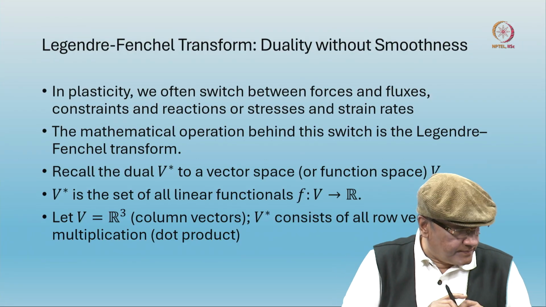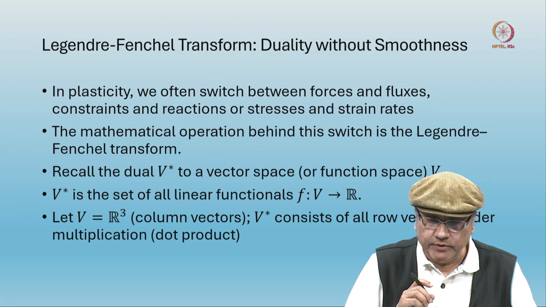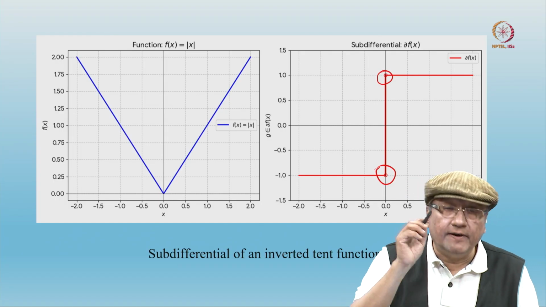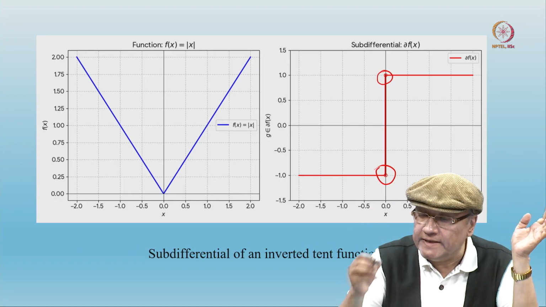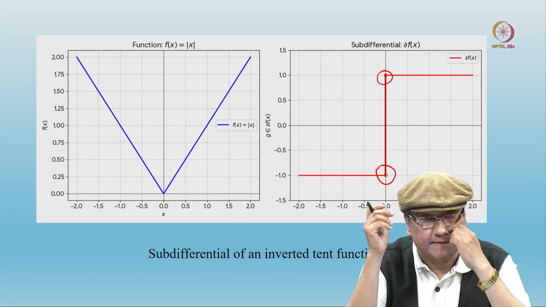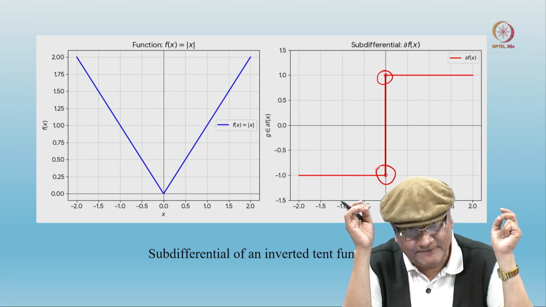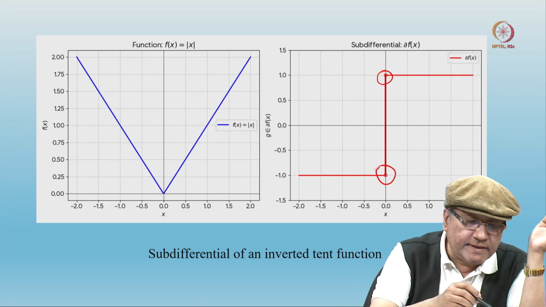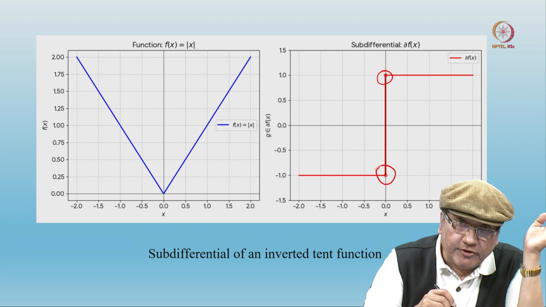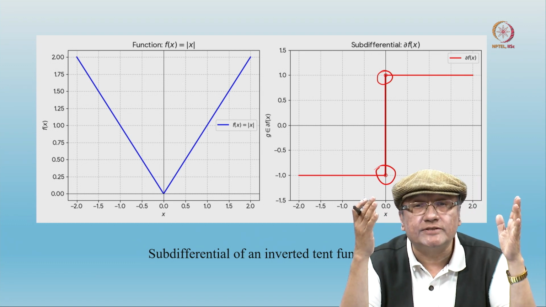Now before we move forward, there is an interesting thing that I should tell you. This kind of function, here I called it f of x, but you should think of it as phi of x, phi of x equal to modulus of x. Suppose I think of x now as the plastic strain rate. Then if you take the gradient of this, you typically get something like a stress.